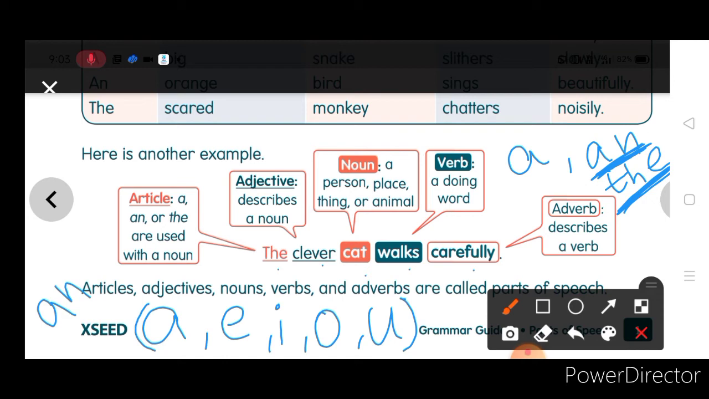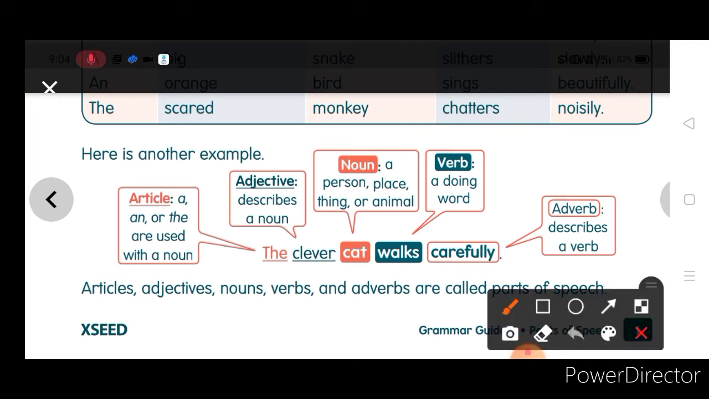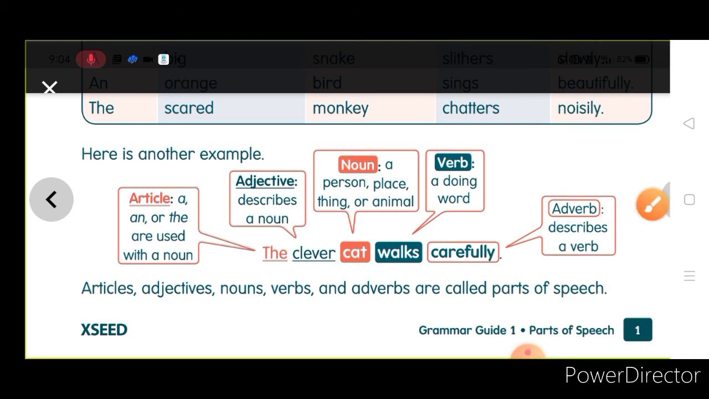Now if you see the example, the clever cat walks carefully. What is this the? The is the article. What is the noun here? Cat is the noun. How is the cat? The cat is clever. What is the verb here? It is walks. And how is the cat walking? It is walking carefully. One more thing I would like to tell you, that most of the adverbs end with ly. Keep this point in your mind.